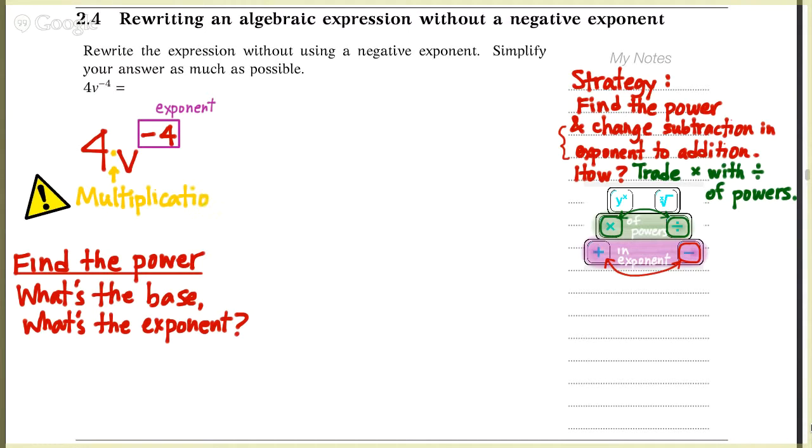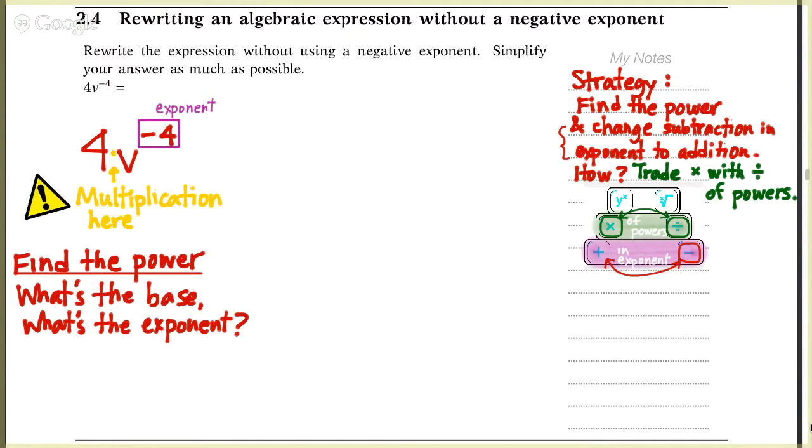The key here is that in between that 4 and that v is a hidden operation. There's a multiplication sign that we don't write, but we should probably put it in there to remind ourselves. After all, exponents are higher in the precedence in the order of operations than multiplication is. And for that reason, the exponent negative 4 here does not apply to 4v.